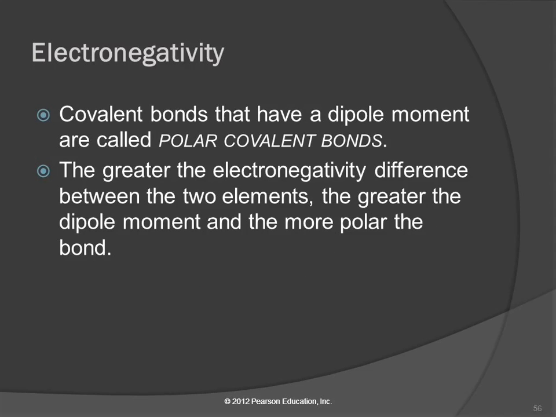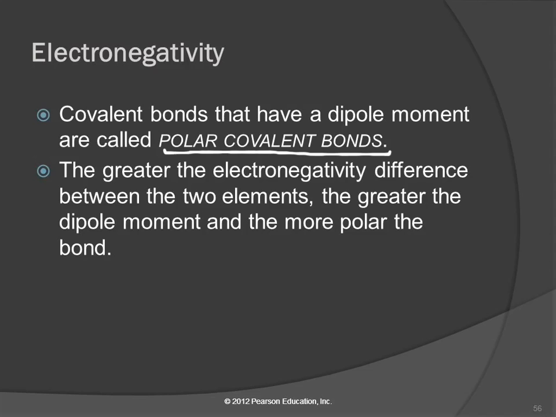So when we have covalent bonds that have a dipole moment, unequal sharing, we call them polar covalent bonds. Polar covalent bonds. That means that the sharing is unequal. There's a dipole moment. One end of the bond is a little positive. One end of the bond is a little negative.